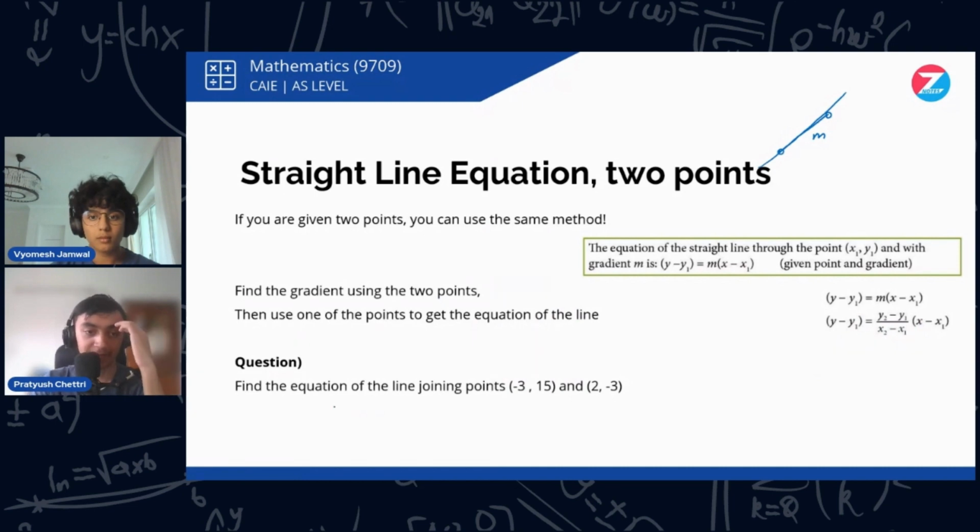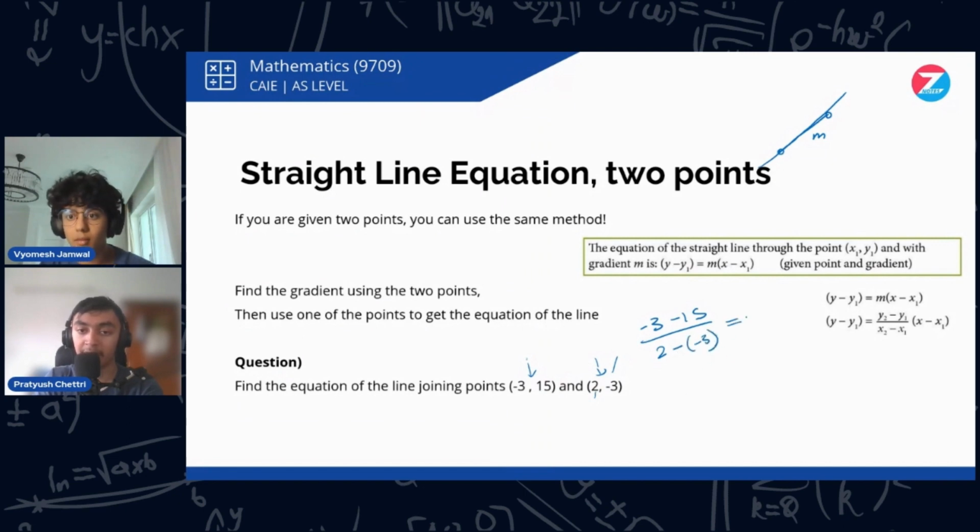So let's do this question. Find the equation of the line joining points minus 3 and that. First thing, we're going to find the gradient between them. I'm going to do this minus this, because I like that. You could have done this minus this instead; you'd get the same gradient. So remember, you start with the y, minus 3 minus 15 over the x, 2 minus minus 3. This means plus, remember. So that equals minus 18 over 5. So our gradient is minus 18 over 5.